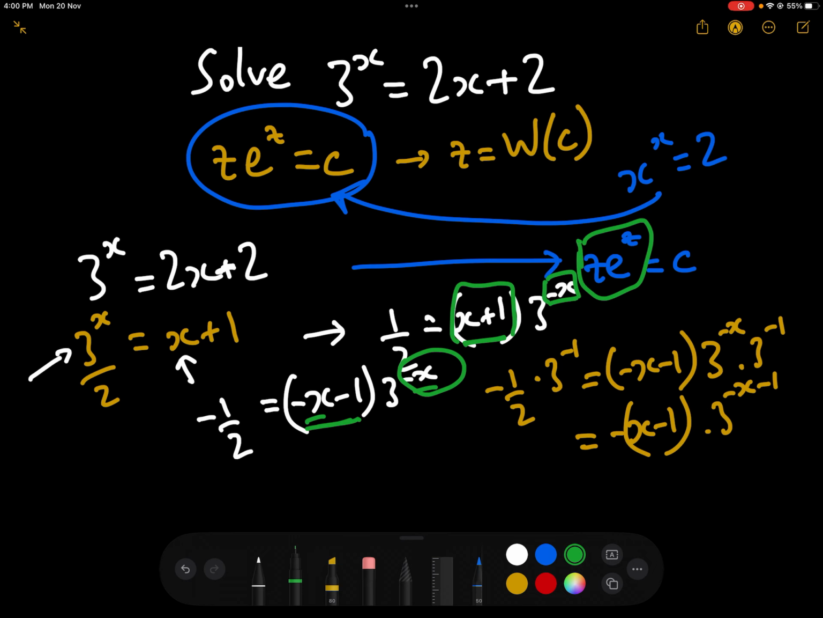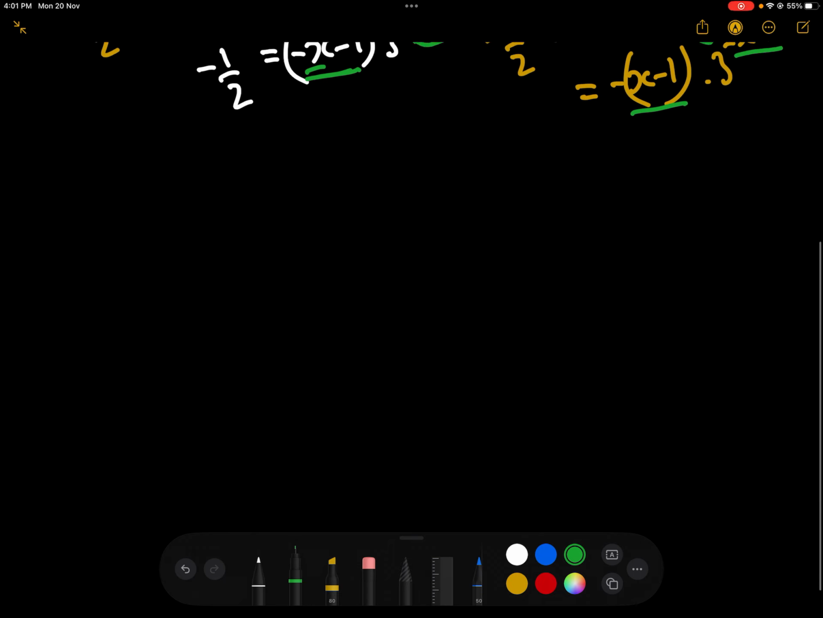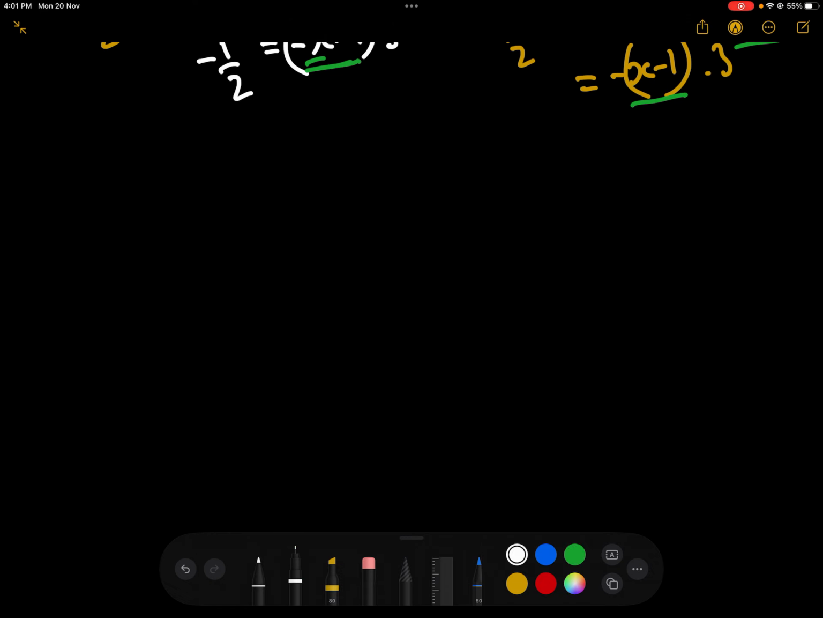And now we have our equation almost, but not quite, in the form z e to the z. We have the z bits, but what we don't have is e. We have 3 to the power of minus x minus 1 instead of e to the power of minus x minus 1. So we just need to now sort that out.